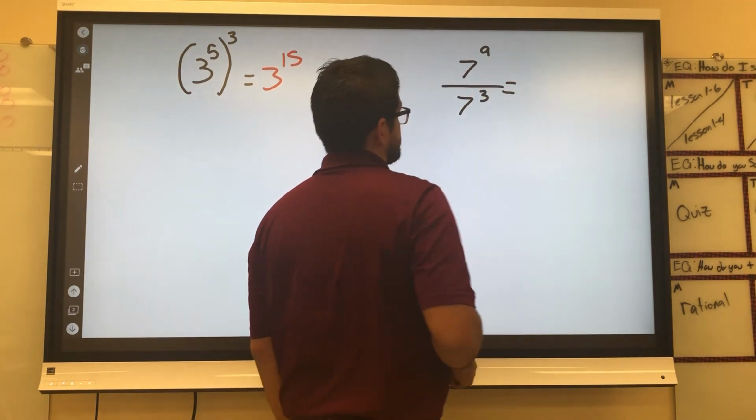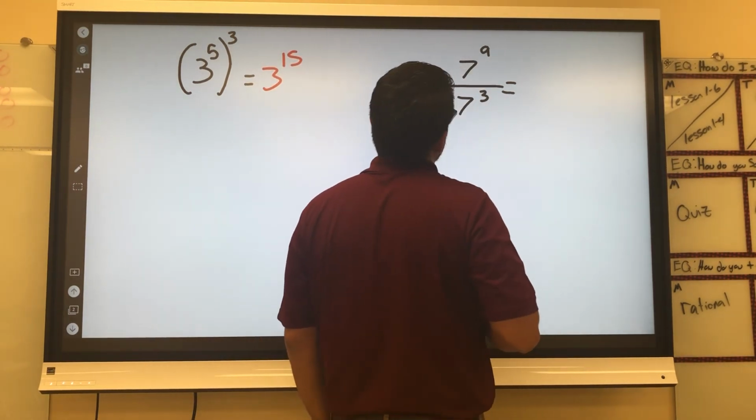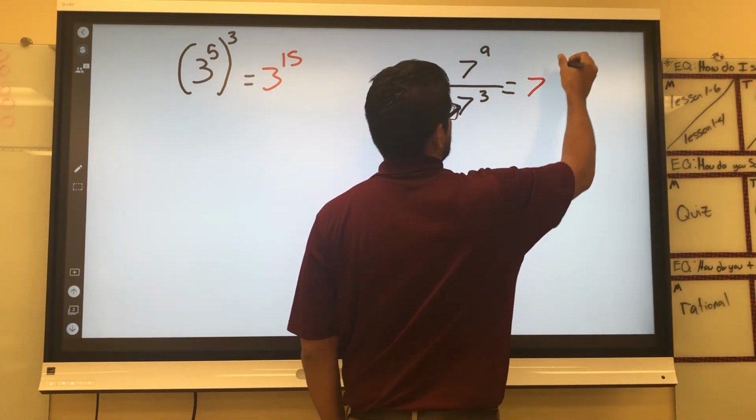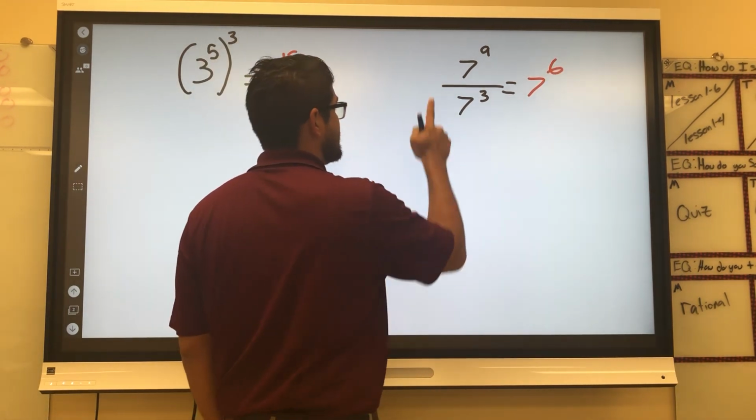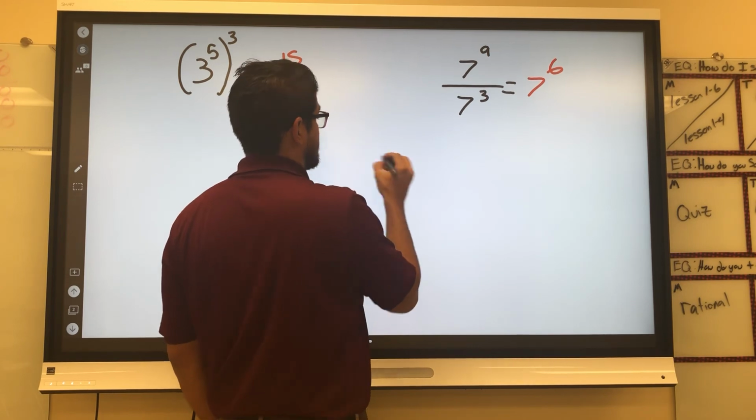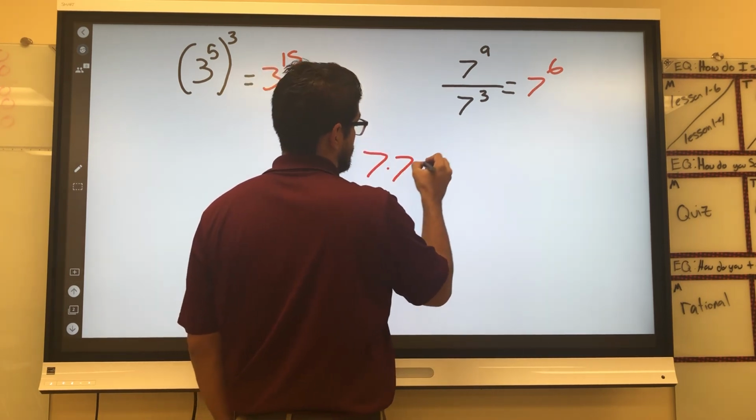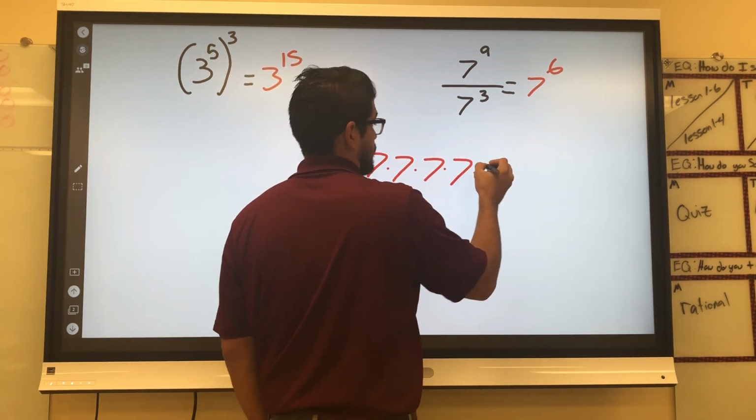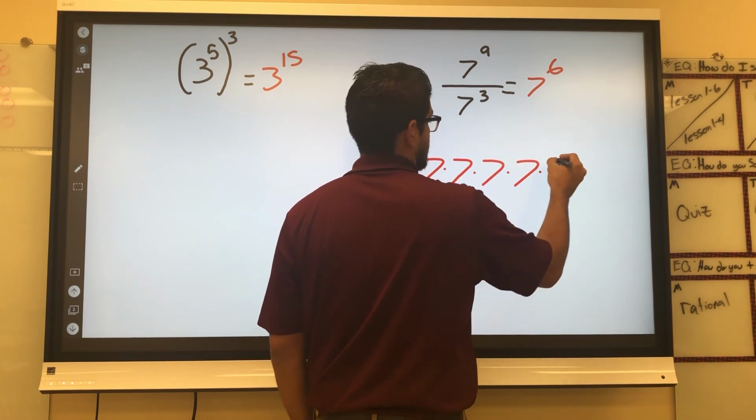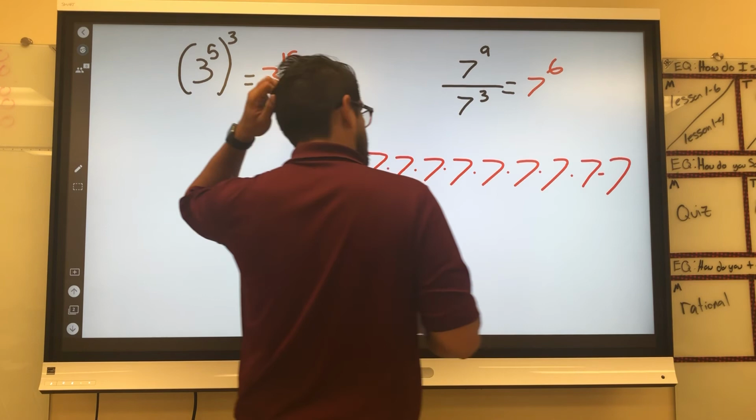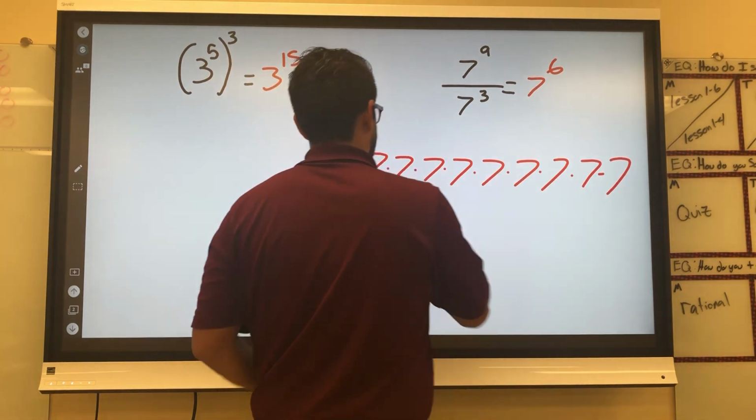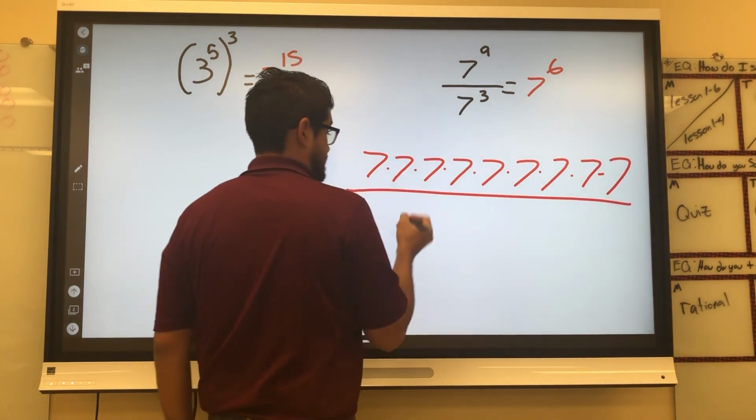This one here. The answer for this one is 7 to the 6th power. Why? Because on the top we have 9 sevens. 1, 2, 3, 4, 5, 6, 7, 8, 9. 3, 6, 9. Okay. Divided by 7 to the 3rd power.